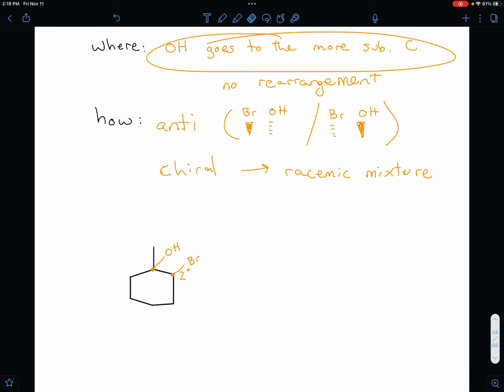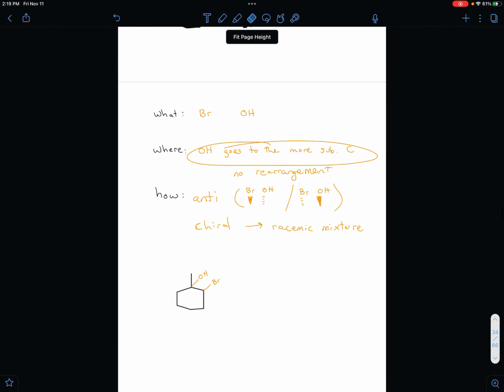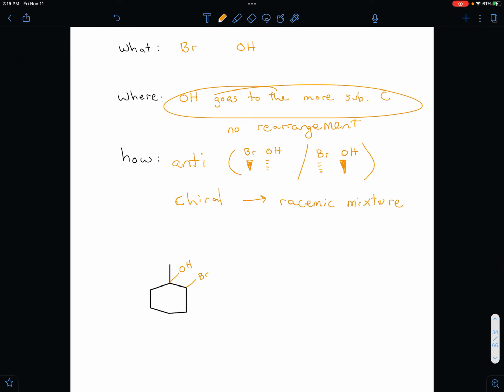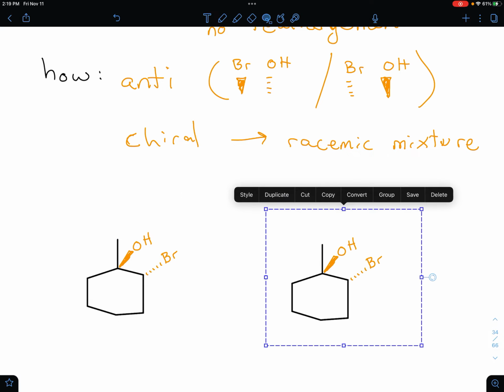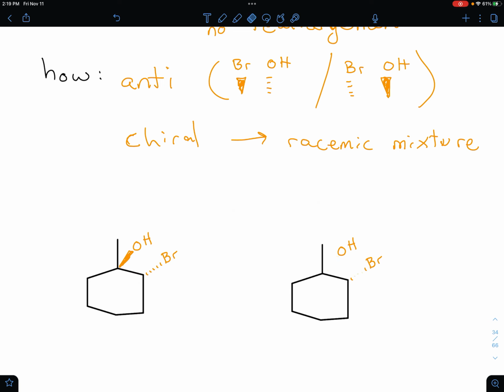Now this is a ring, and on rings, it's always important to show the anti or syn addition for these. Also, you have chiral centers here, which is another reason it's important. So these add anti to each other. We're going to draw one bond coming out at us, and then the other bond would be going away because they're anti. And you're going to have a mixture of the two possible enantiomers. So you won't just have that enantiomer, you also have the one where the OH is going away and the bromine is coming out at you.